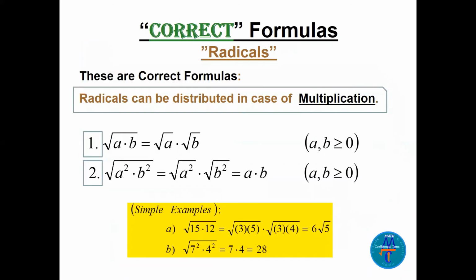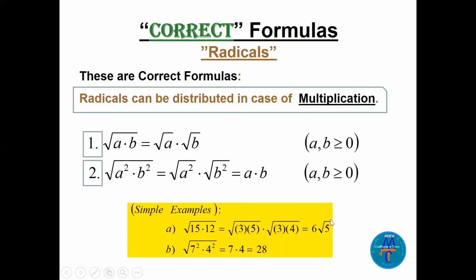Okay. Now these are some correct formulas. Okay, look at number 1 here. We have square root of a times b. Yes, we can split it here: square root of a times square root of b. But remember, there is a condition. A and b should be positive numbers. Square root of a squared times b squared, you can split it: square root of a squared times square root of b squared, which is a times b. Condition here: a and b should be positive numbers. These are some examples you can really see.